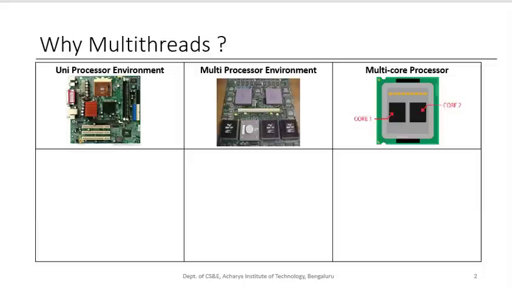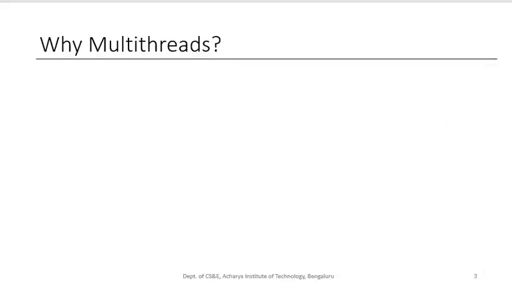Now let me take an empty slide. You know that a process is nothing but a program which is in execution. So how does a process look when it is loaded onto the main memory? That is, when it is compiled and loaded onto the main memory for execution, this is how it looks.